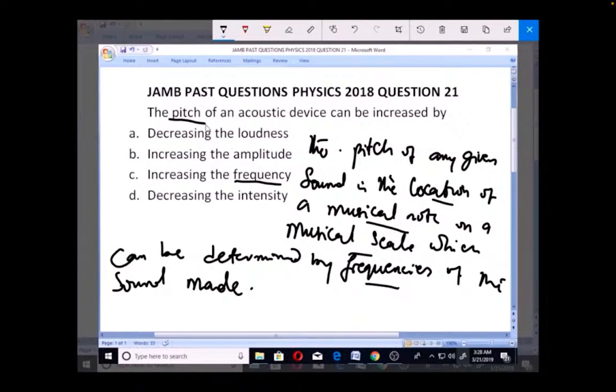So when you're talking about increasing the pitch, you are talking about increasing the frequency, and that makes option C the right answer. So whenever you have questions relating to pitch, know that you are talking about frequency of sound, and if you want to increase the pitch, you have to increase the frequency, and that is the answer to the problem. Thank you.